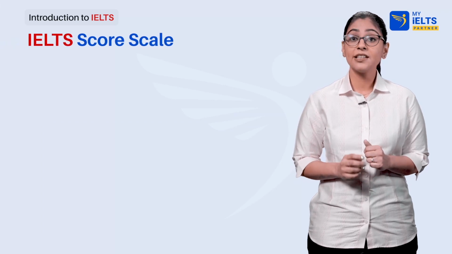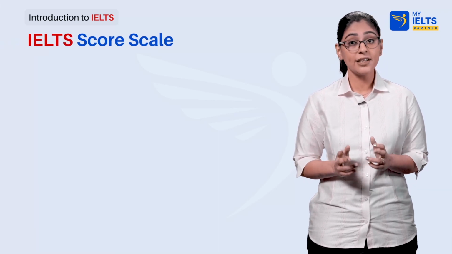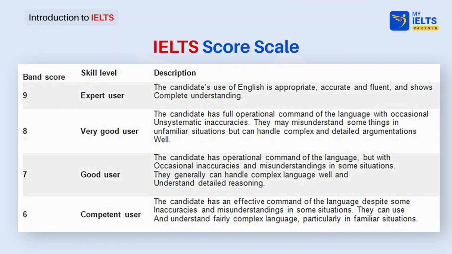Let's understand the IELTS score scale better. A band 9 shows an expert user. The candidate's use of English is appropriate, accurate, fluent, and shows complete understanding.